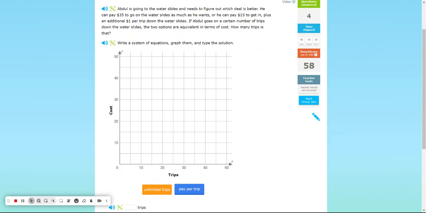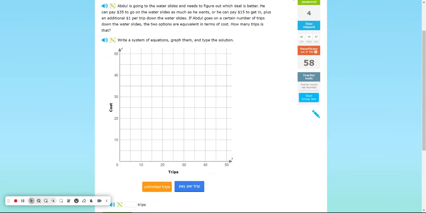So the next problem is, let's take a look at the x-axis is the number of trips right here. So that's the x value. And then the cost is the y-axis. Okay. So let's go and write the equation for unlimited trip. Okay, so y equal. So let's see over here, unlimited trip.